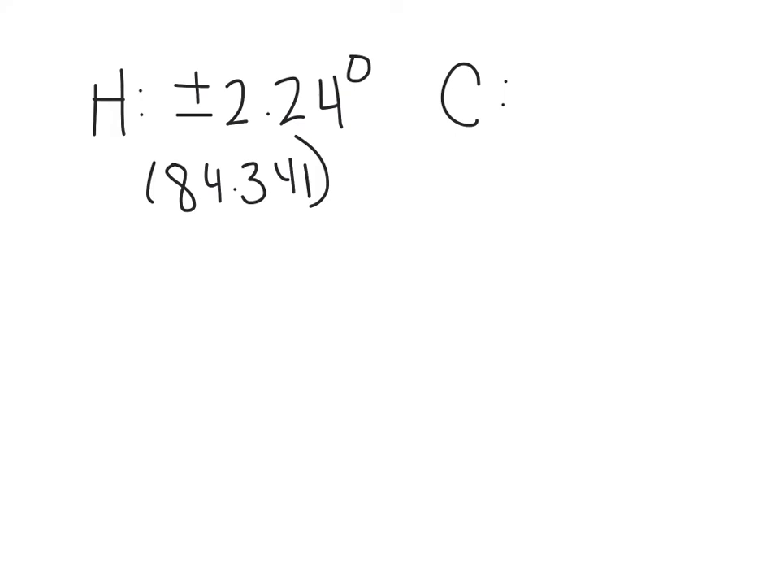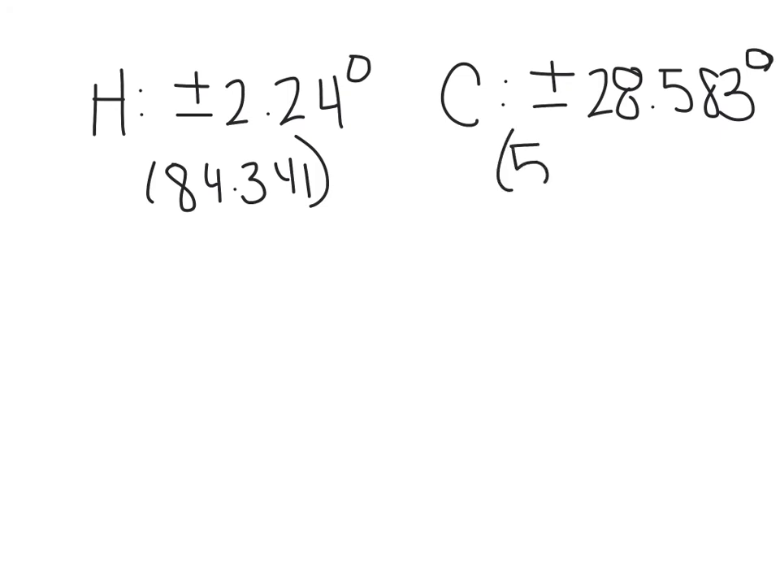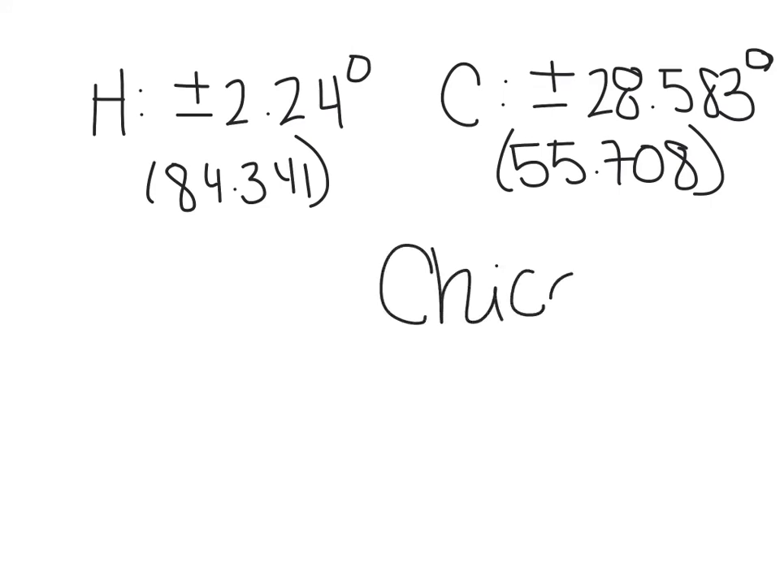Chicago, on the other hand, has an A value of 28.583 degrees, which means that from the middle line, our average of 55.708 degrees, we're going to go up 28 and down 28. So Chicago definitely has a greater variability in temperature. They get snow, they have a true spring, they have leaves that change, but Honolulu is just nice and sunny all the time.